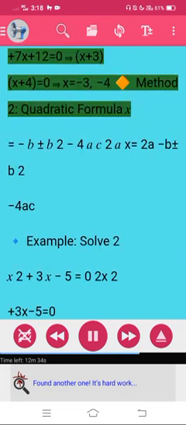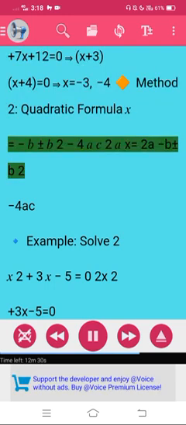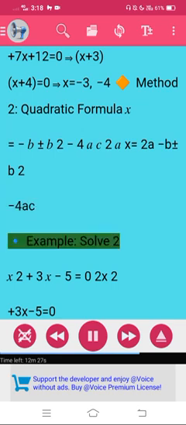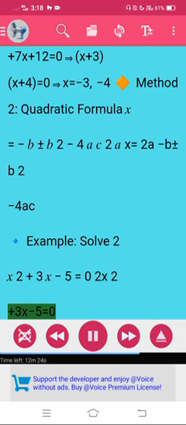Method 2: Quadratic formula. x = (-b ± √(b² - 4ac)) / 2a. Example: Solve 2x² + 3x - 5 = 0.